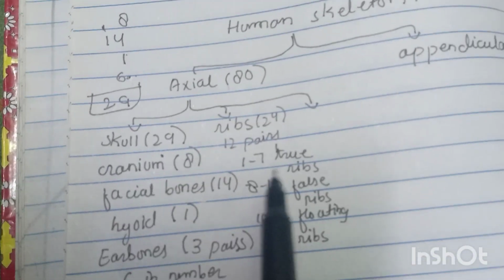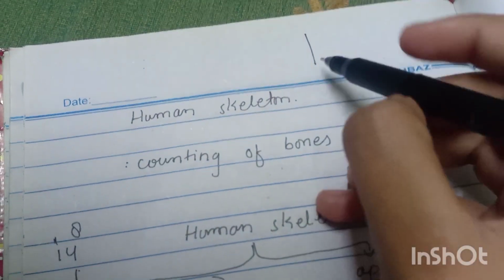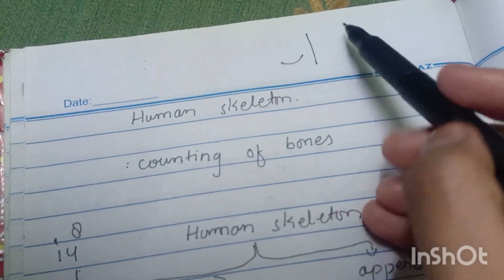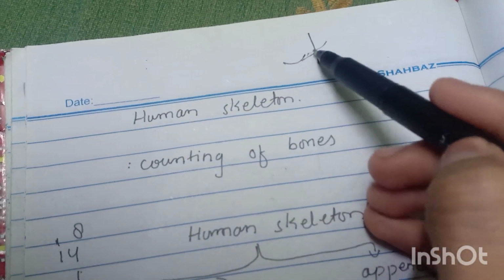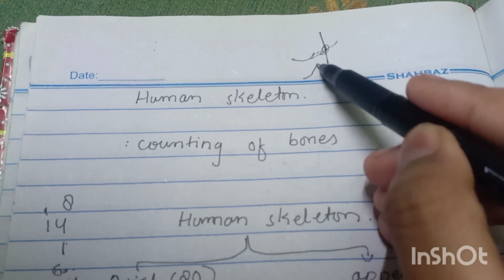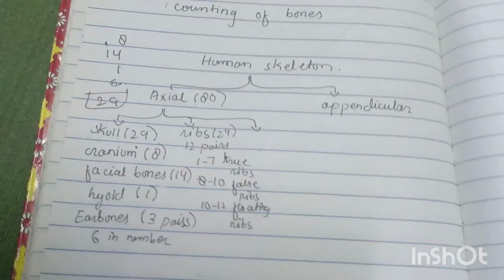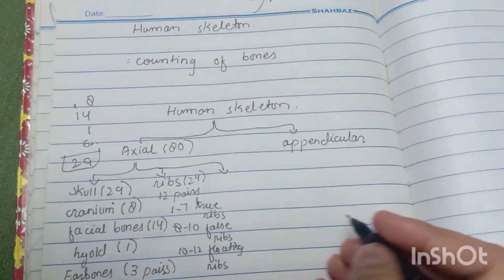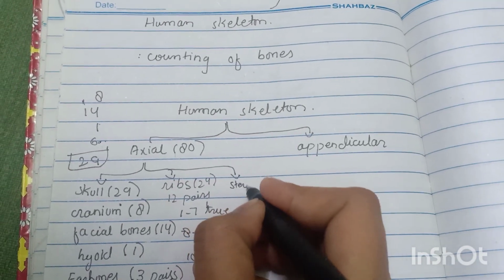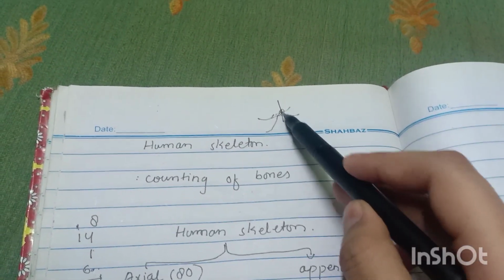Ribs 1 to 7 are known as true ribs because, for example, let me draw it here. Here is the sternum, right? These bones are directly connected to it, like here. So they are directly connected, so they are known as true ribs. False ribs are those ribs that are connected to this, so they are known as false ribs. And talking about floating ribs, they come from the back side, they are not connected here. Okay, now the sternum is 1 in number, this bone here is known as the sternum.